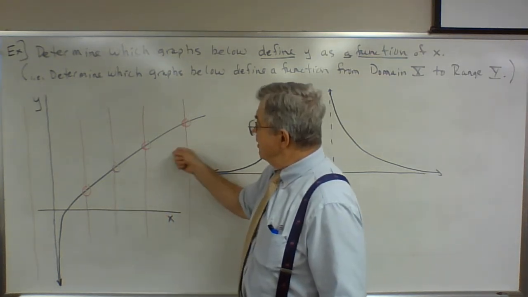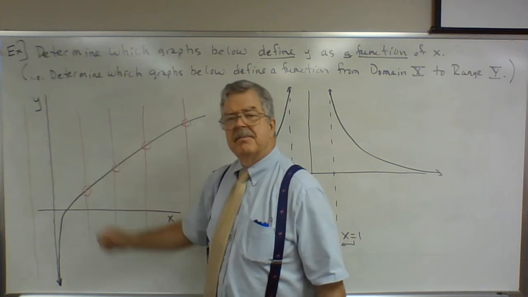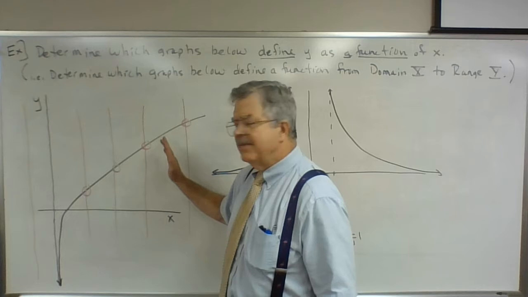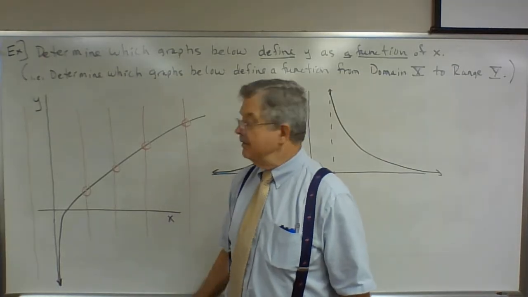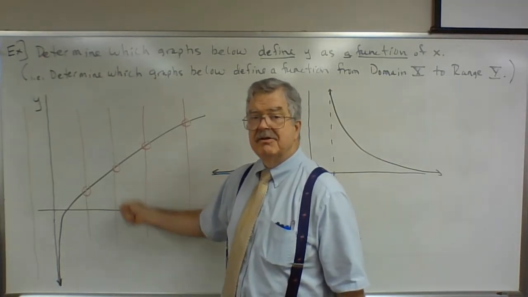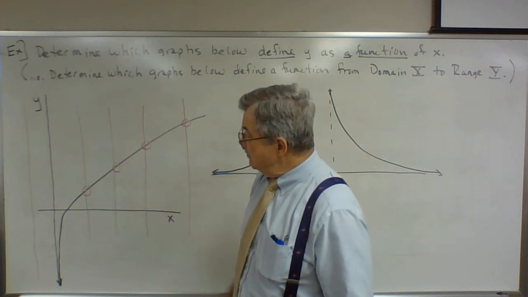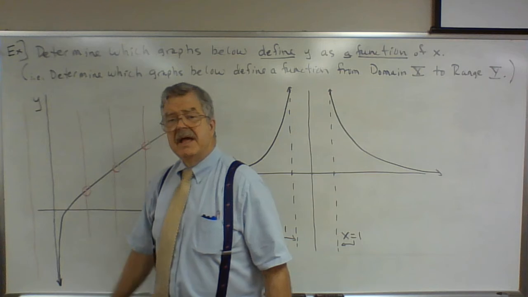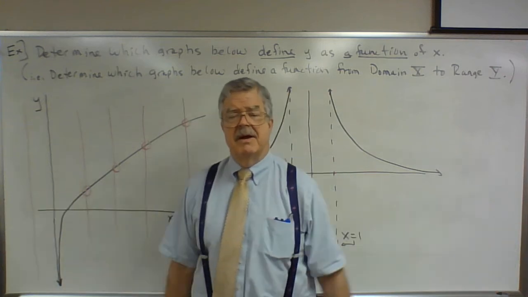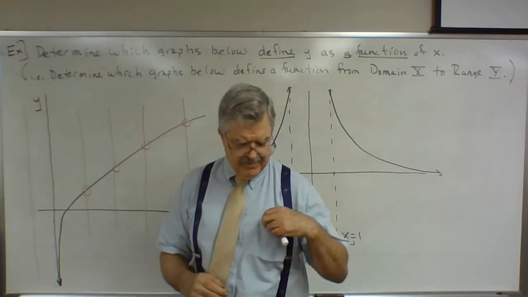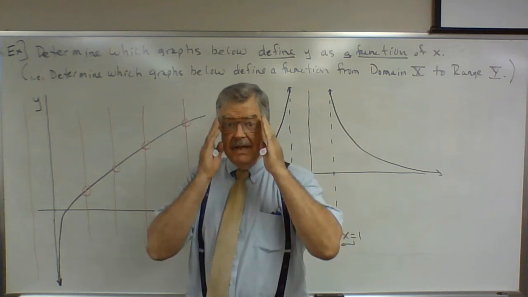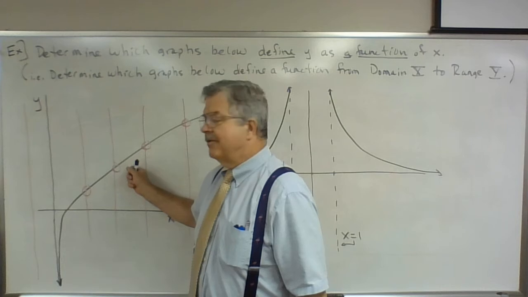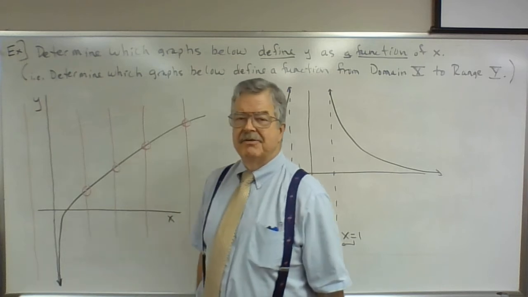I can't draw a vertical line anywhere here that intersects the graph at more than one point. So this baby is a function. Well, we draw a line over here and it doesn't intersect the graph anywhere. That's okay. That doesn't mean that this graph does not define y as a function of x.